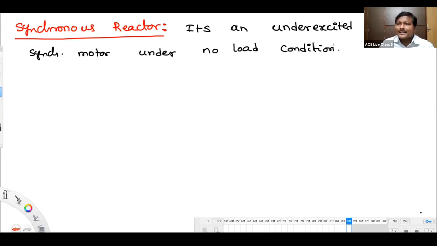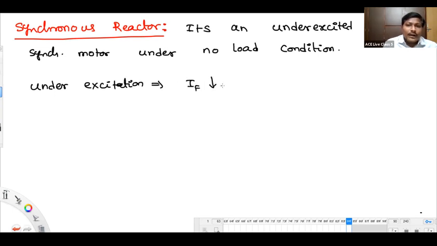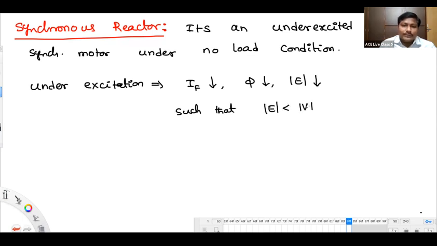What do you mean by under-excitation? Under-excitation means the field current is less, and obviously flux will be less. The induced EMF in the machine is also less, such that this induced EMF will be less compared to the terminal voltage.